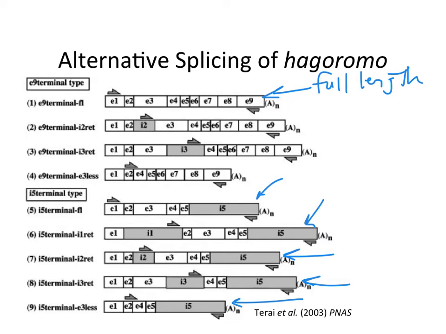Exons get taken out or introns get retained. So to make that point about exons getting taken out, here's an example where exon 3 was removed. And they see that a lot.